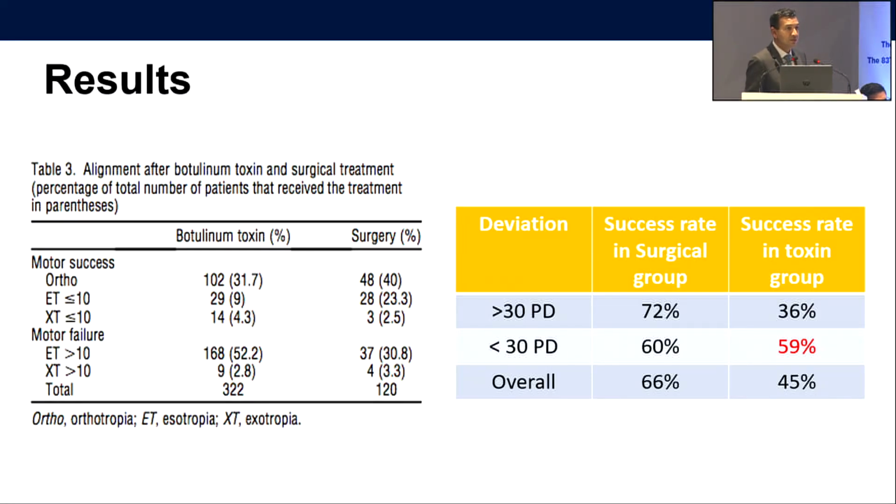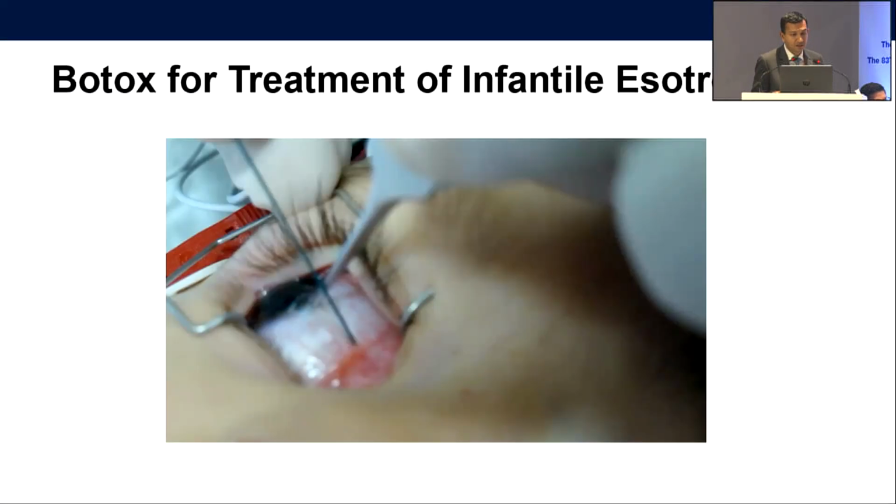We still use it in some children who may have a very large angle esotropia, like 70, 80 diopters. You can say, well, we can do it during surgery or before surgery, try and reduce the angle, so we might get away with doing 2 instead of 3 muscles. So there is a bit of an indication there as well.